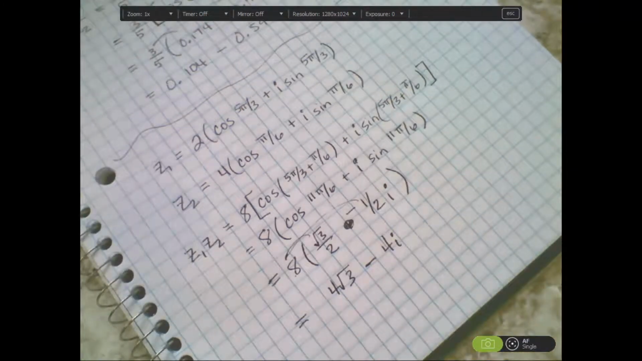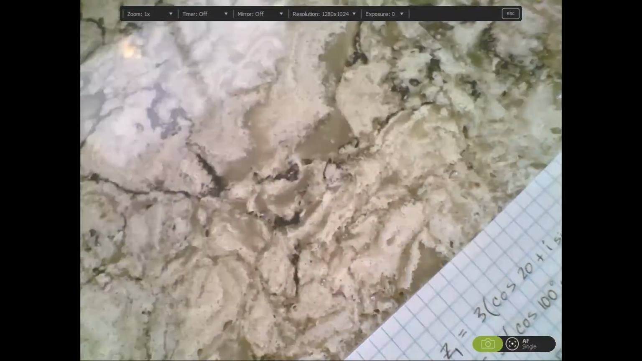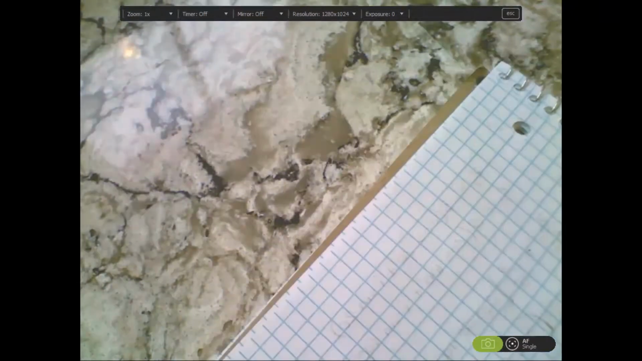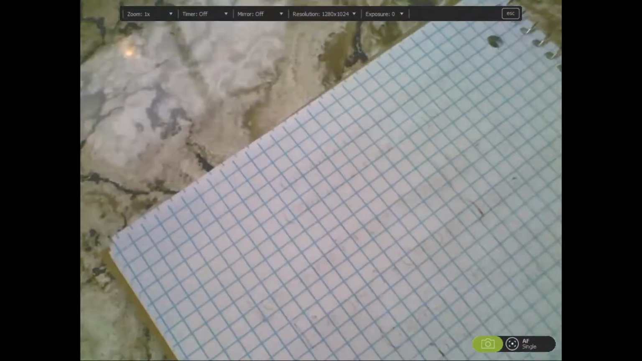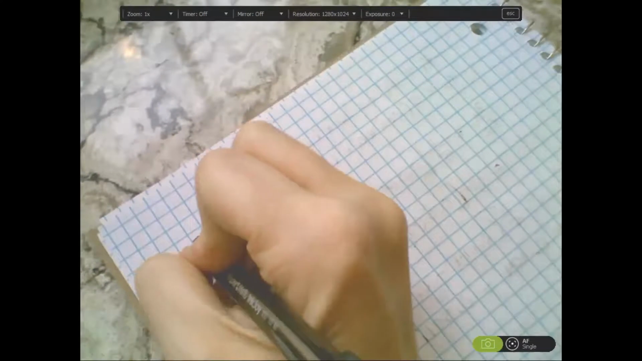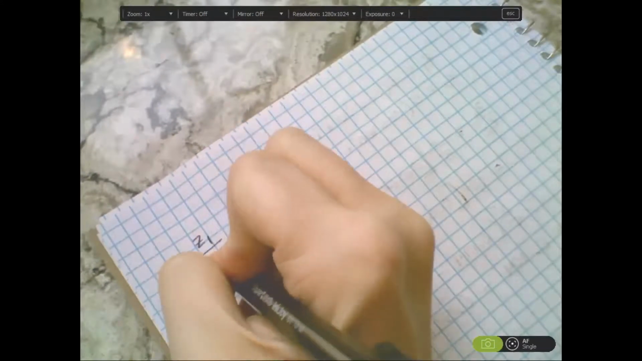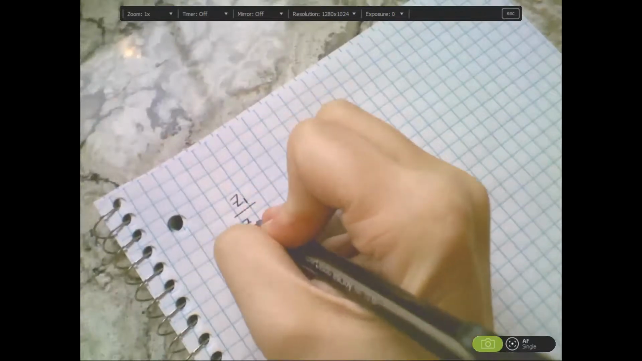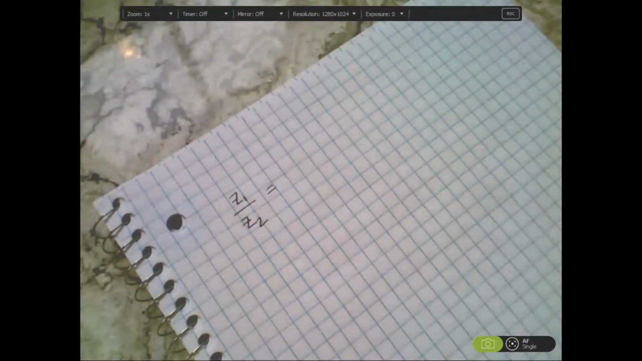So there's our multiplication. And I'm going to flip over and do my division. Z1 divided by Z2. Actually, let me do it on the other sheet because you can kind of see through that. There we go. Z1 over Z2.